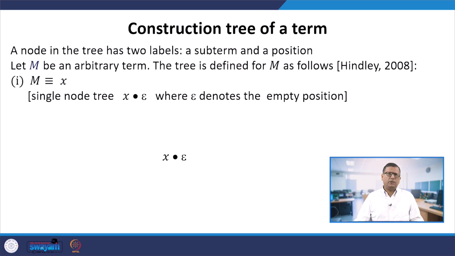So the tree will be a single node tree. So here we write this way. The node of the tree is shown in this way, as a circle with a blackened circle. On the left we are going to write the subterm, and on the right we are going to write the position. So here we are going to write epsilon to mean an empty position.